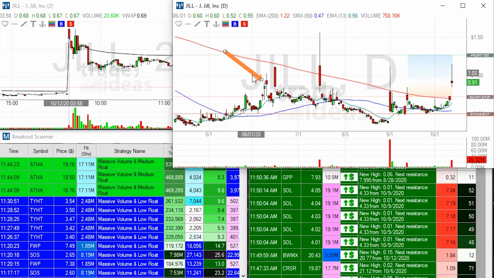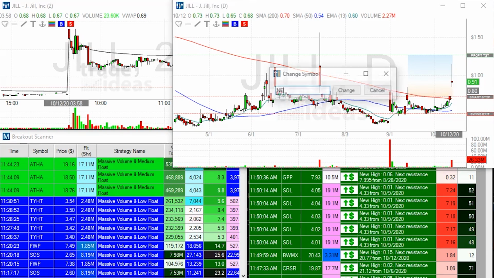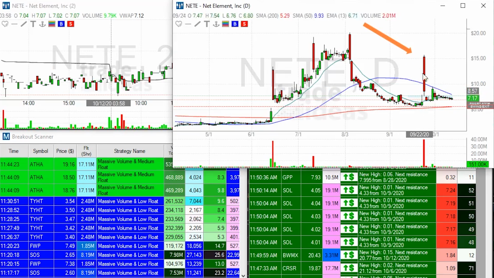Right? The stock daily chart is going to show us the genes. It's basically like a family tree, right? So this family tree right here is showing us that JILL is going to be having a spike and a drop. Just like if I looked at NETE. NETE, what do we notice? Big gap up and big drop. Big gap up, big drop. It's basically the family timeline of these plays looking at the daily chart.